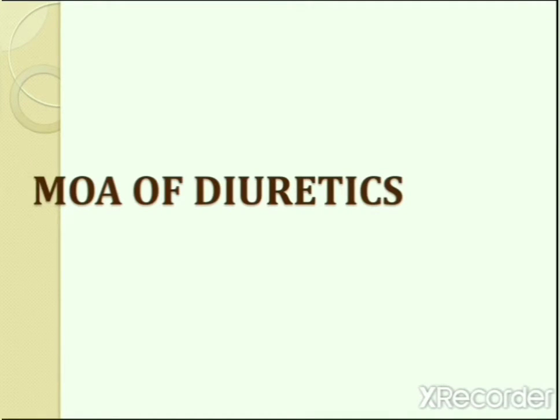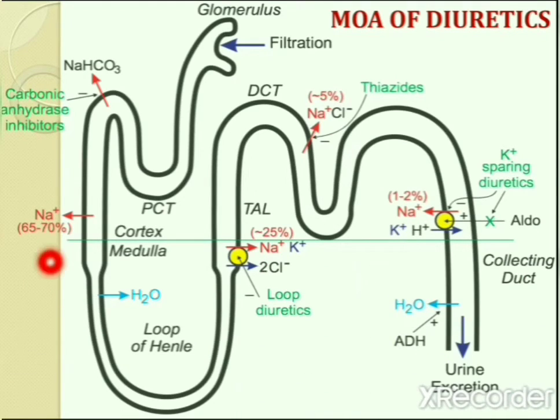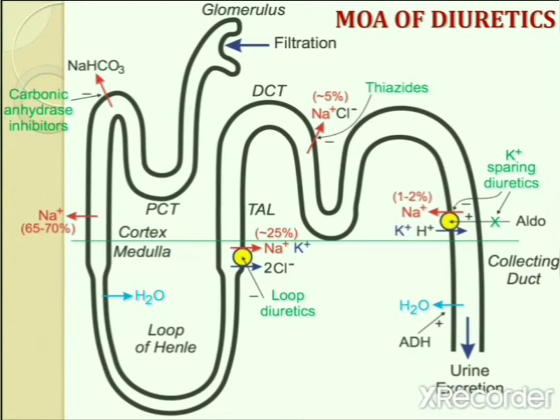Next is mode of action of diuretics. In this picture, you can see the renal tubular system of human body. Diuretic drugs increase urine output by promoting diuresis. This is accomplished by altering how the kidney handles sodium. If the kidney excretes more sodium, then water excretion will also increase. Most diuretics produce diuresis by inhibiting the reabsorption of sodium at different segments of renal tubular system.